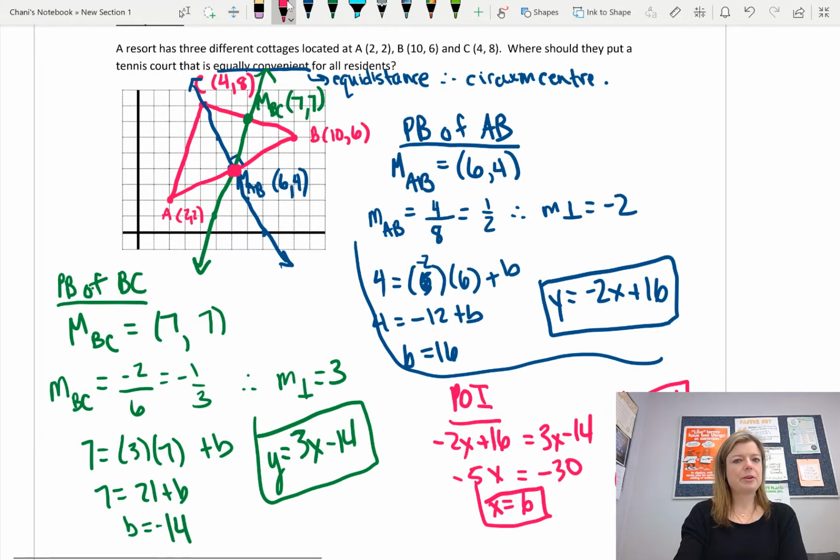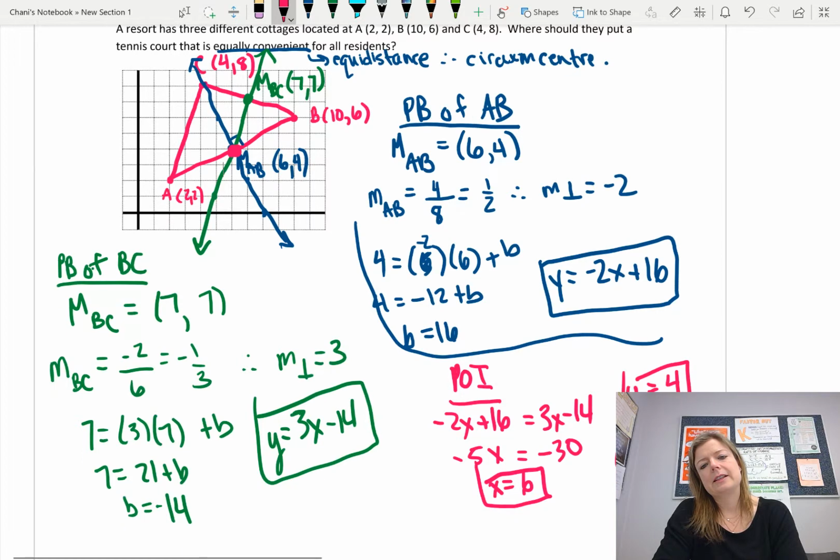So now you can write a sentence. Therefore, assuming that the most convenient place for all residents is the point that is equally distant, then the tennis court should be located at 6, 4.